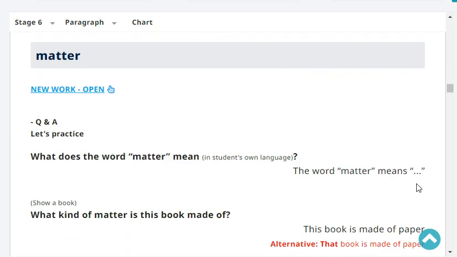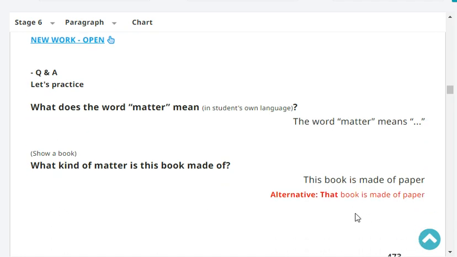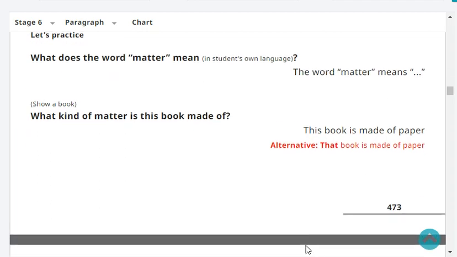What does the word matter mean in Japanese? The word matter means mondai in Japanese. Very good. What kind of matter is this book made of? That book is made of paper. Very good.